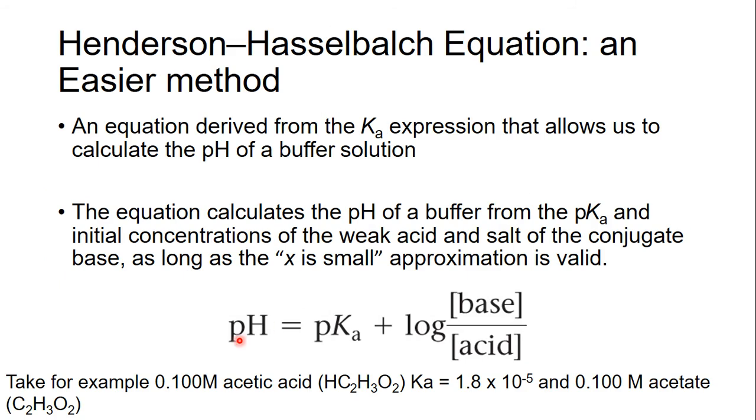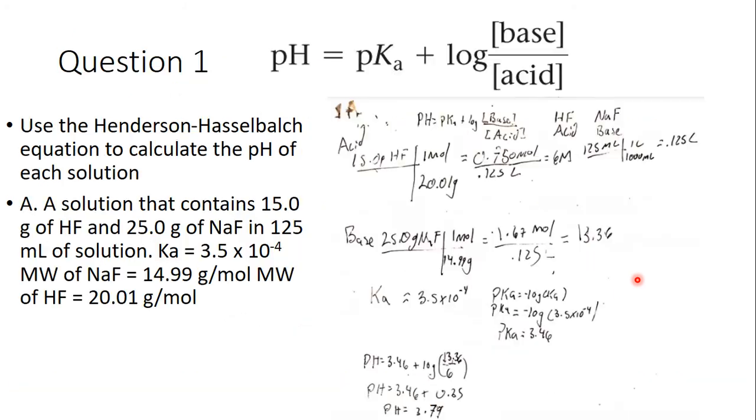To determine the pH of a buffer solution, we use the Henderson-Hasselbalch equation, where pH equals pKa plus log of concentration of base divided by concentration of acid. Remember, these brackets mean concentration, so that's moles divided by liters.